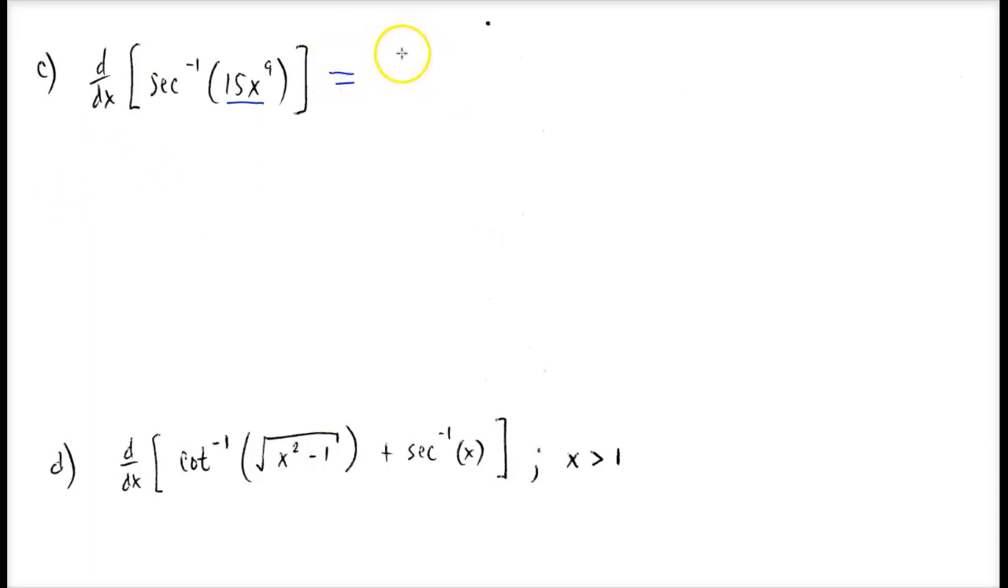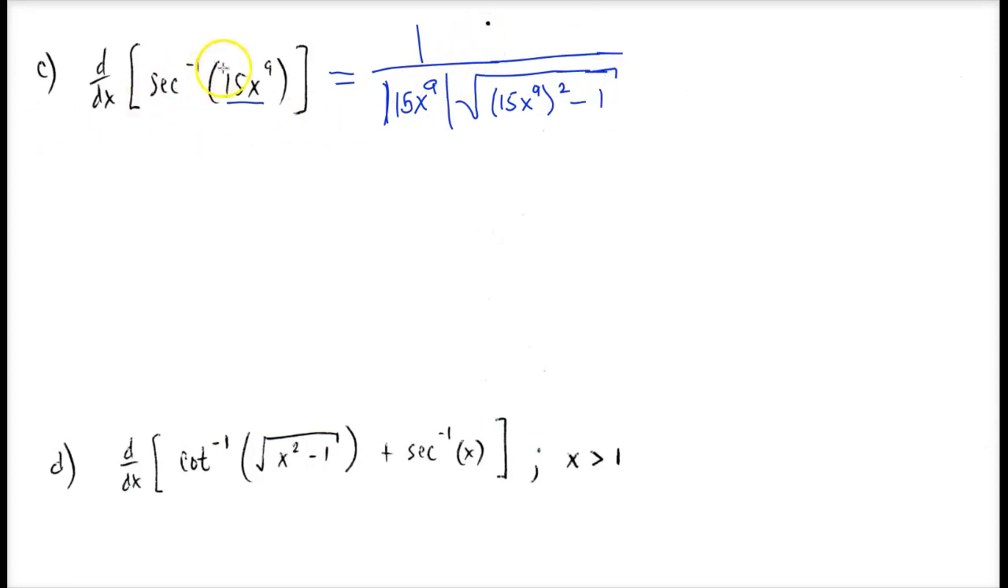So if we take the derivative of this, we know that the derivative of secant inverse of blah is just 1 over absolute value of blah times square root of blah squared minus 1. So that is the derivative of the outside function with respect to blah times, now we're going to take the derivative of 15x raised to the 9 with respect to x.